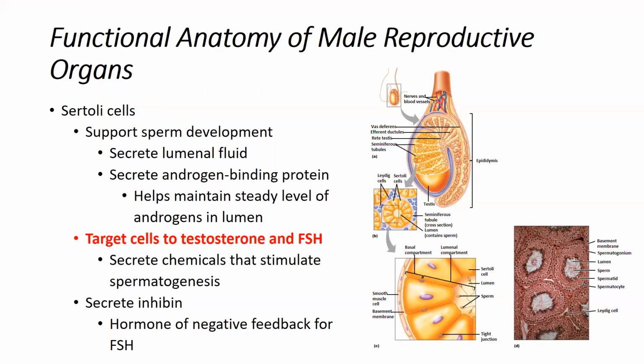Sertoli cells also secrete another important hormone. It's called inhibin. And inhibin, as the name suggests, is responsible for creating a negative feedback loop onto FSH. So FSH comes from the anterior pituitary. It's going to stimulate the Sertoli cells to secrete inhibin. And once inhibin is secreted, it's going to go back to the anterior pituitary and turn off that initial signal, which turns off the FSH secretion. So in that way, it's doing a negative feedback loop, which turns off the initial stimulus.